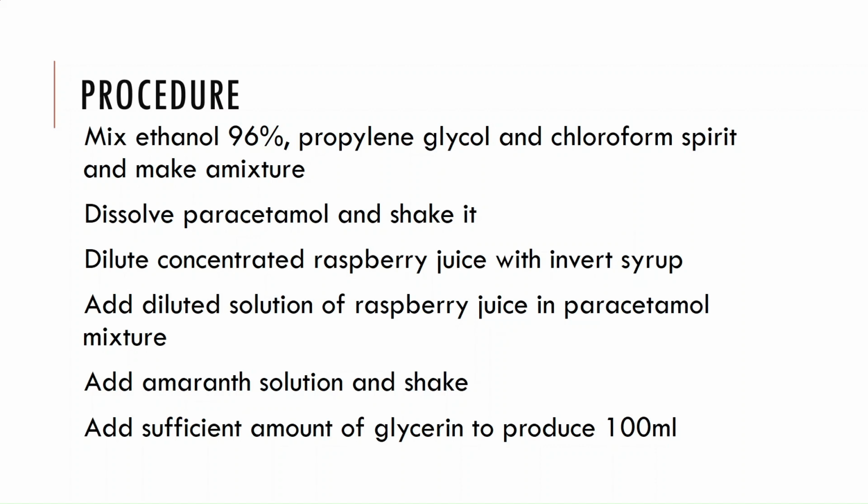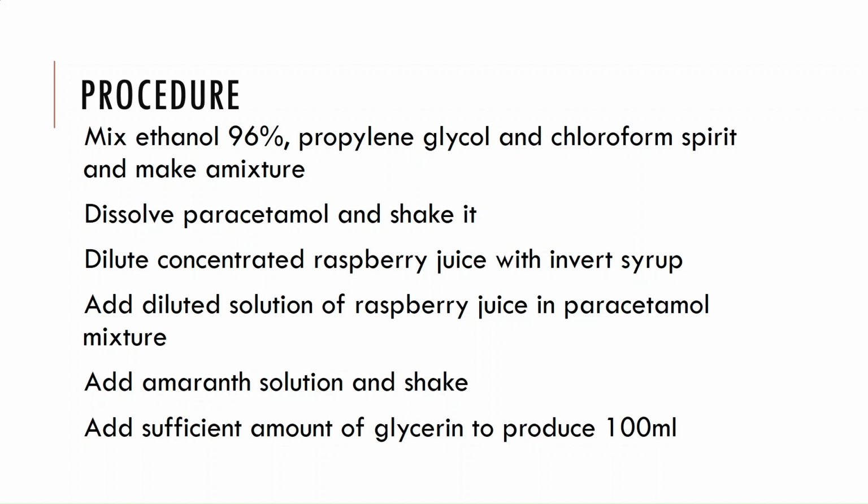Okay, so after you have done that, we are going to dissolve our paracetamol and shake it. We are dissolving in what? We are dissolving in the mixture we have made, the mixture of ethanol, propylene glycol, and chloroform spirit. After we have dissolved our paracetamol and shaken it, we dilute the concentrated raspberry juice with invert syrup. Remember, we can prepare invert syrup. Okay, so we dilute it, it comes as a viscous juice.